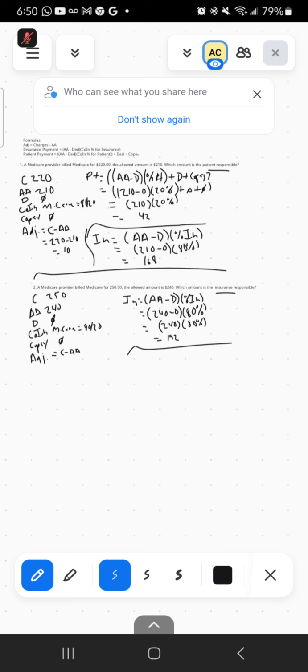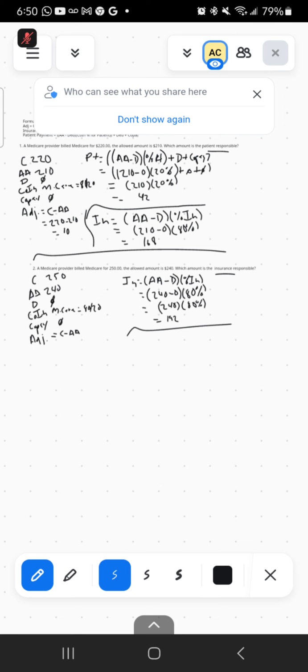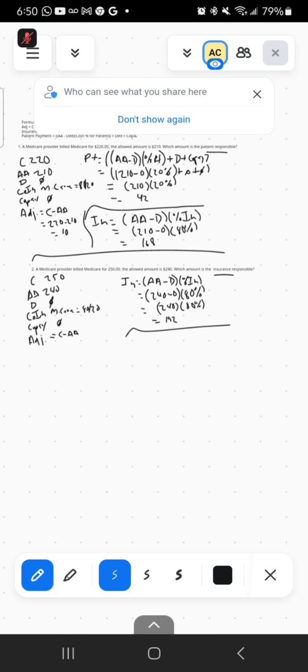Because we can practice, and part of our assignment was to do all of them, we're gonna do now what is paid by the patient. The patient pays the allowed amount minus deductible times the percentage for the patient. All of that added to deductible, added to copayment. The allowed amount was $240 minus 0 times 20%.